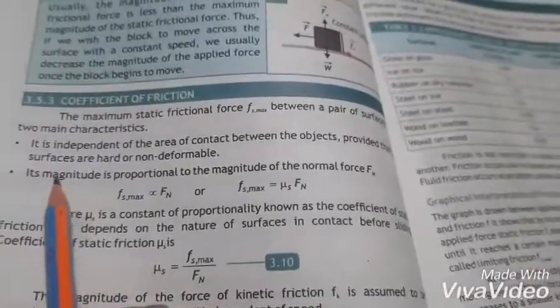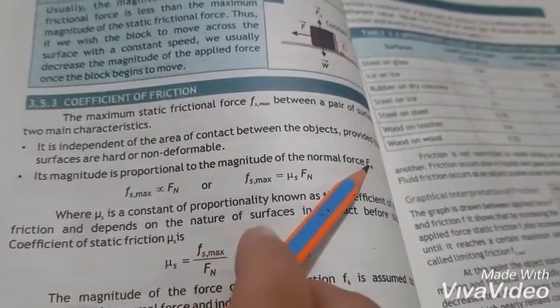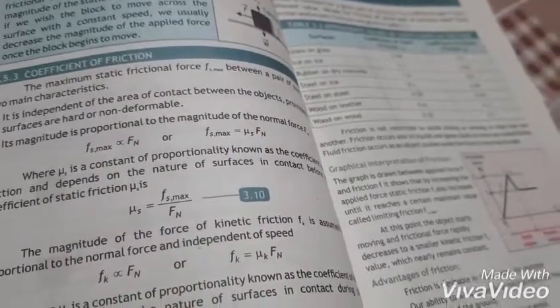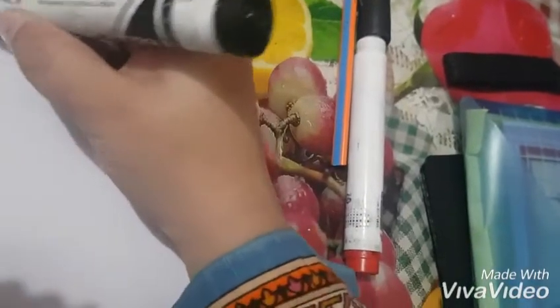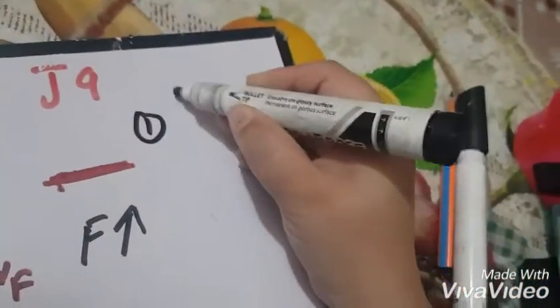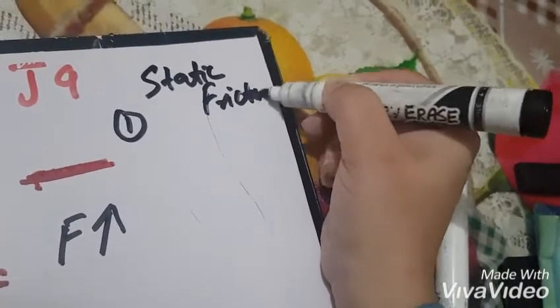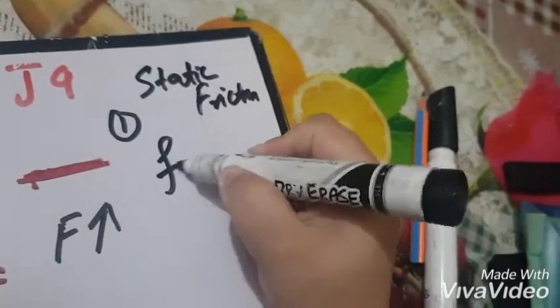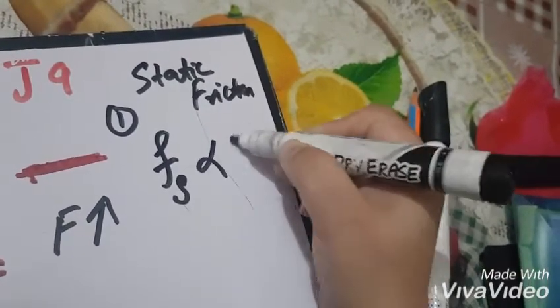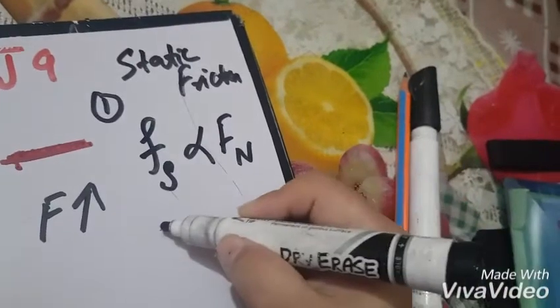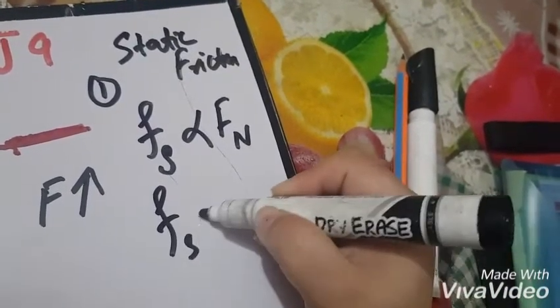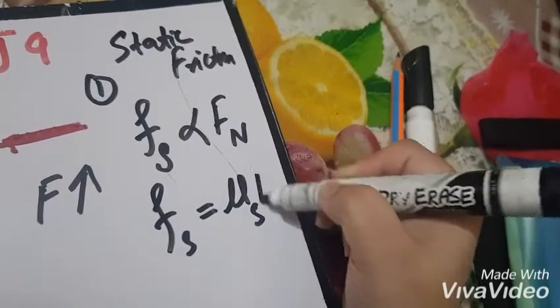The second thing is that its magnitude is proportional to the magnitude of the normal force. So here we can say about the frictional force, firstly, static friction: the static friction Fs is directly proportional to the magnitude of the normal force. Static friction is equal to mu s Fn.